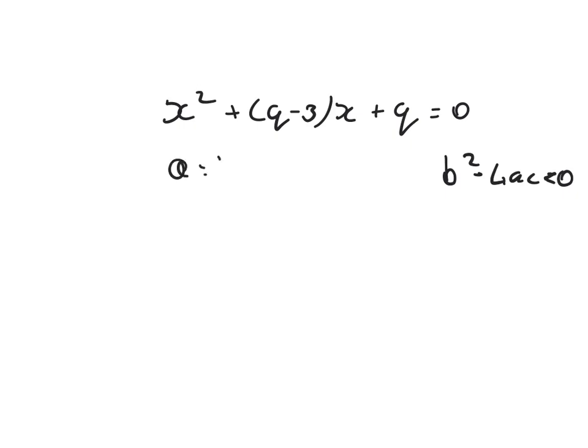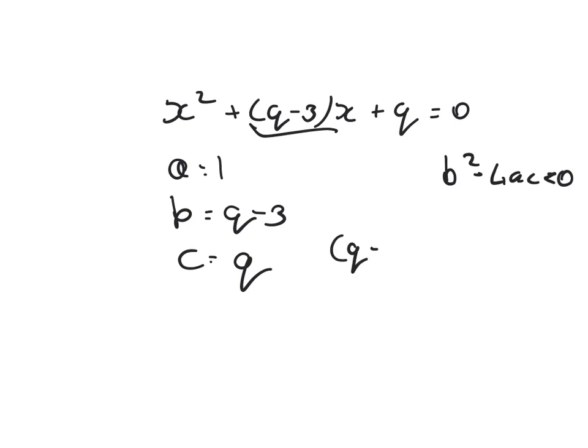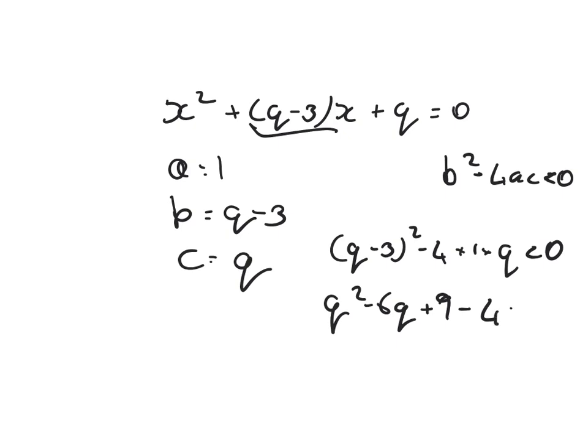Okay, so let's identify a, b, and c. a is equal to 1, b is q minus 3, and c is equal to q. So (q minus 3) all squared minus 4 times 1 times q will be less than 0. That's q squared minus 6q plus 9 minus 4q, it's going to be less than 0. So that'll be q squared minus 10q plus 9 is less than 0.